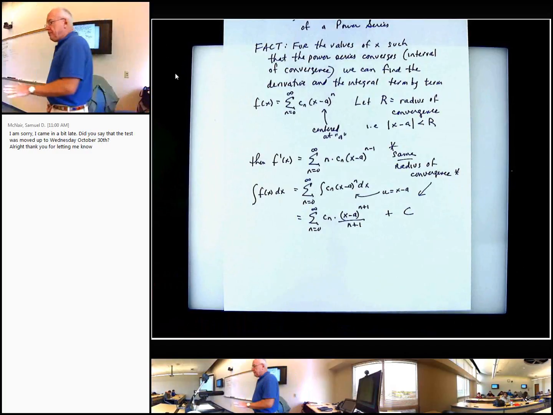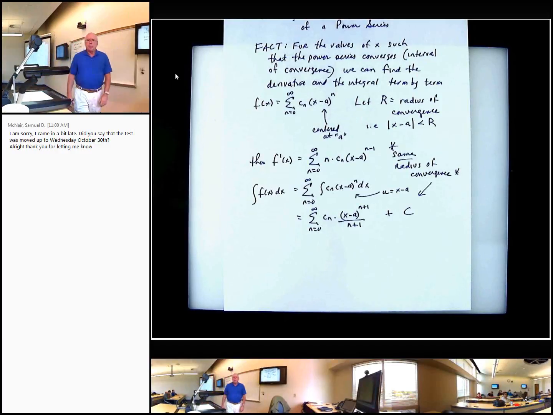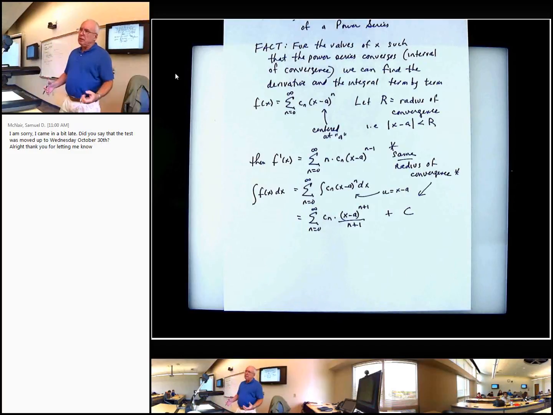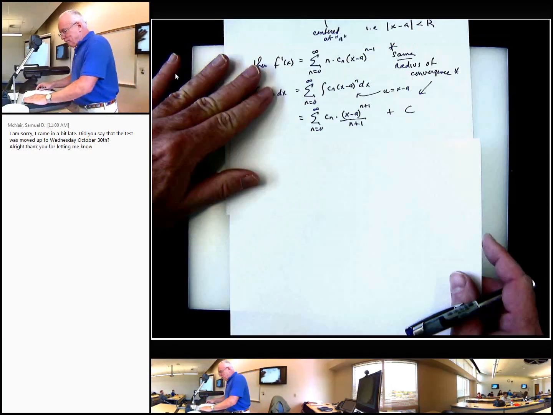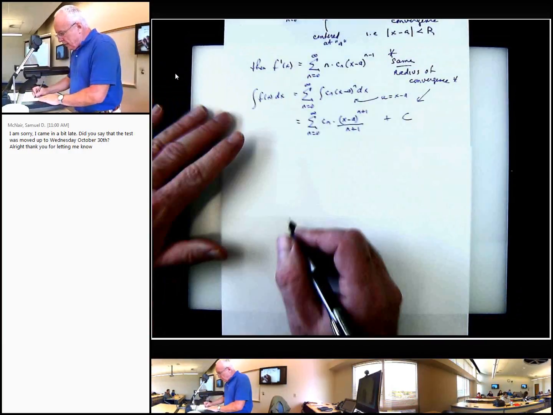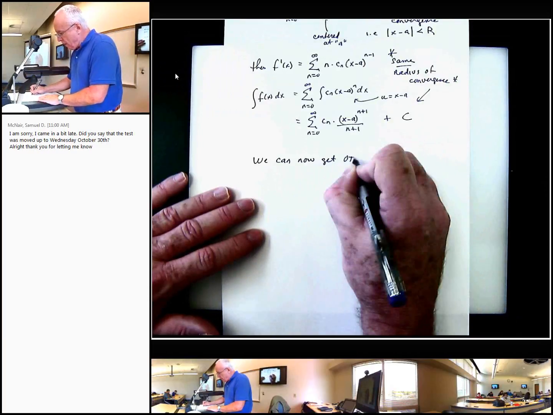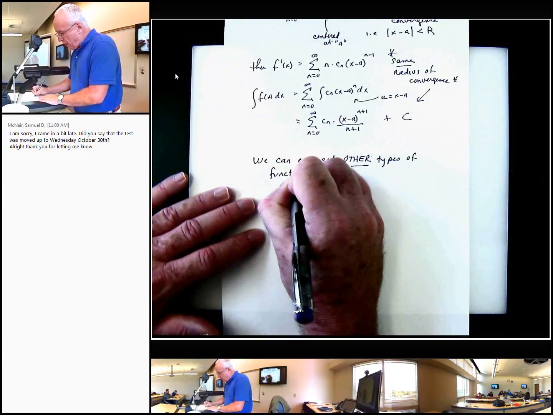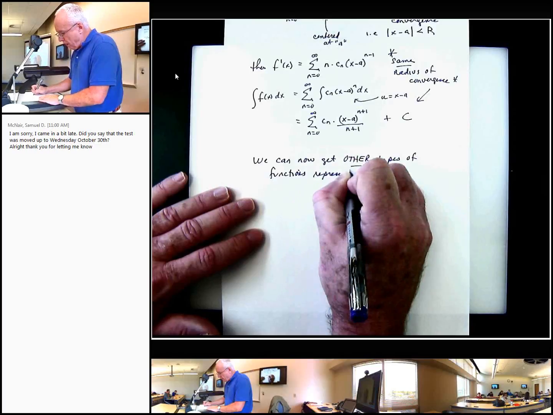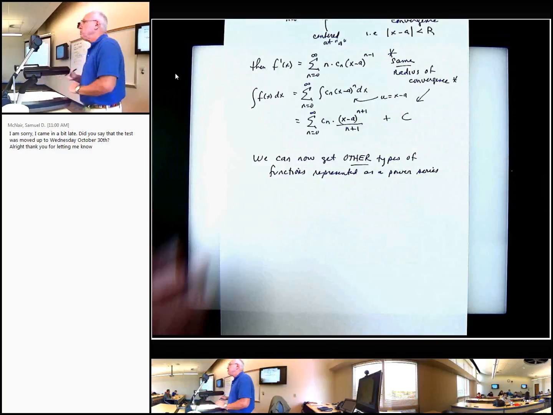Now what we're going to do with this fact, one of the things we're going to do with this fact is we now will be able to express other kinds of functions as a power series using these facts that we just went over. It's kind of interesting, I think. So here, we can now get other types of functions represented as a power series. Okay.